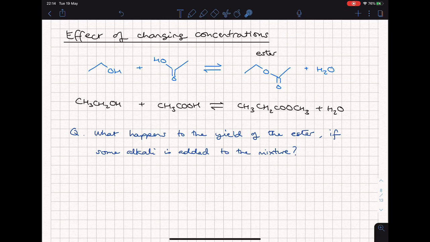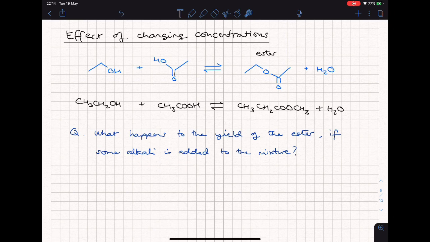Hopefully you will guess that is the carboxylic acid that will react with an alkali. So think about what happens if you add an alkali to this mixture. Well, if it's going to react with the carboxylic acid, the acid is going to be reacted away. So effectively what we're saying here is we are decreasing the concentration of the carboxylic acid by adding the alkali.